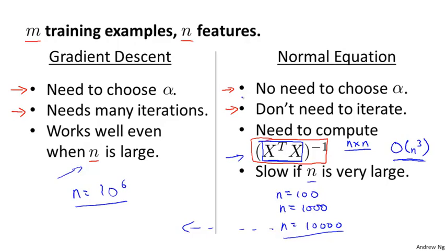To summarize, so long as the number of features is not too large, the normal equation gives us a great alternative method to solve for the parameters theta. Concretely, so long as the number of features is less than 1,000, I would usually just use the normal equation method rather than gradient descent.